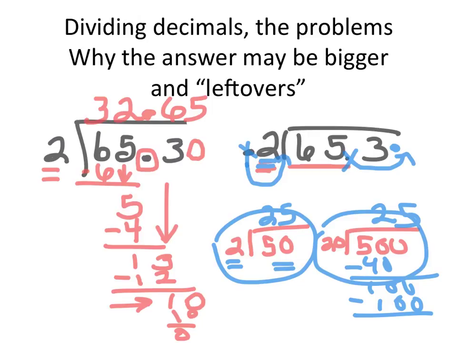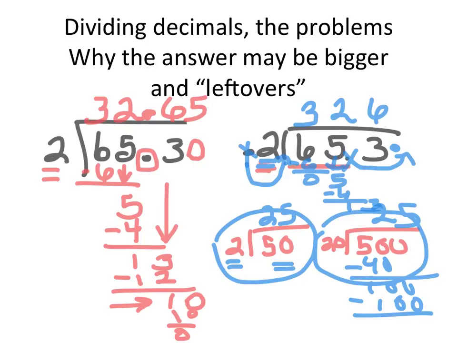So now we can divide and say, how many 2's are there in 6? And the answer would be 3. And now that 6 is really in the hundreds place, so it really means 300. And we can continue with our procedures that we've learned. How many 2's are in 5? 2. That's actually 2/10 now. And we subtract and we continue.